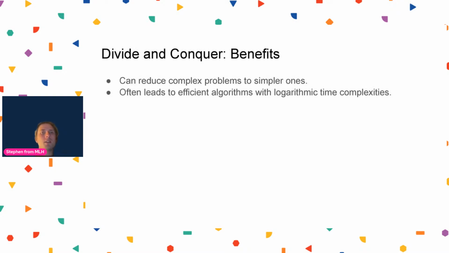And some of the benefits of divide and conquer are that they can reduce complex problems into simpler ones, and that they can often give us a more efficient algorithm with a logarithmic time complexity, because remember, these splittings are typically logarithmic in nature.